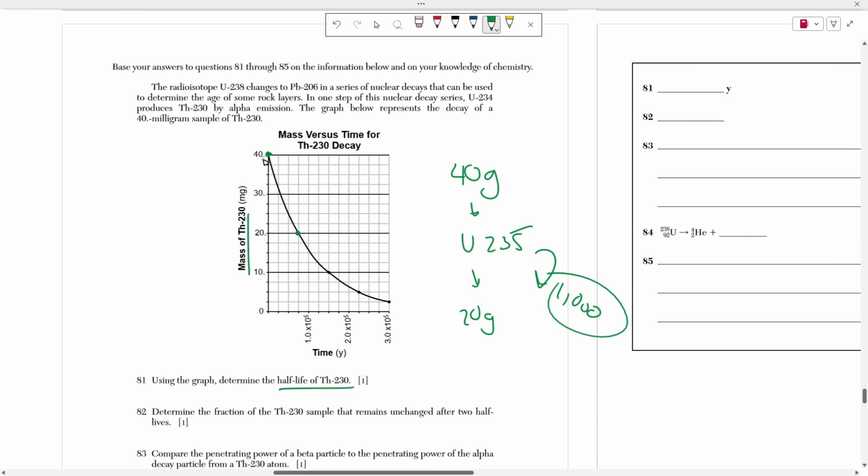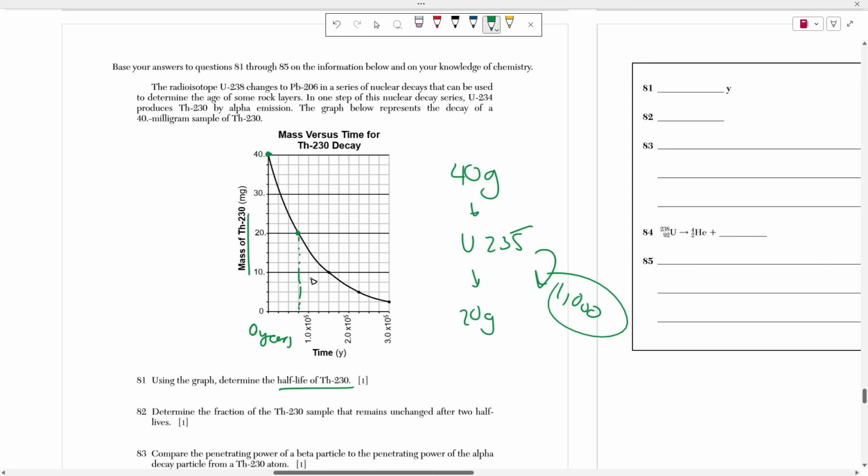So if I look at the half-life, it should be the amount of time that passes between 40 and 20 grams, right? Because that's the amount of time it took to lose half of your mass. So we know that at 40 grams, that's at 0 years. And then at 20, we have to go down here and we see that's just shy of 1.0 times 10 to the power of 5 years.